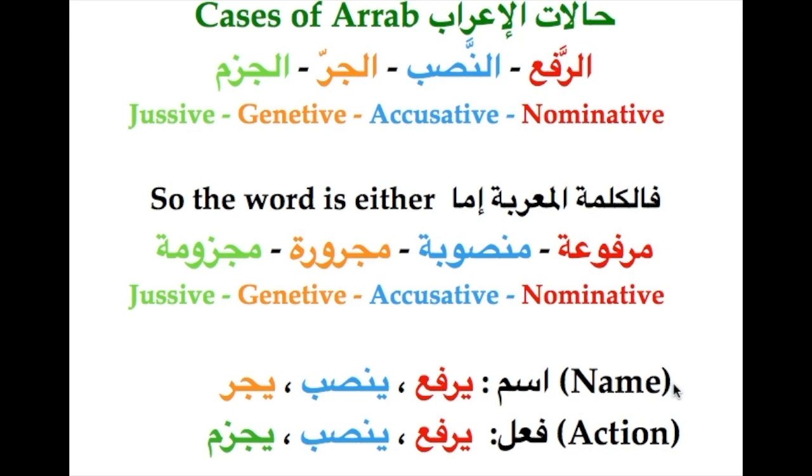And if you notice, we did not include the letter, because the letter does not even go through i'rab. Only ism and fi'l get included in i'rab. Ism gets rafa', nasb and jar, and fi'l gets rafa', nasb and jazm.